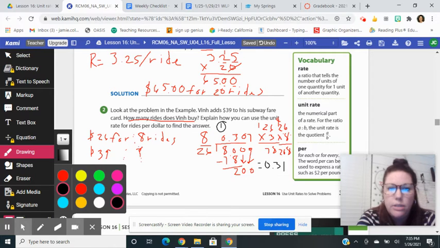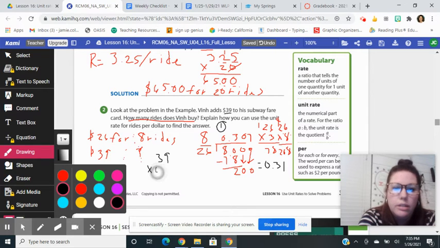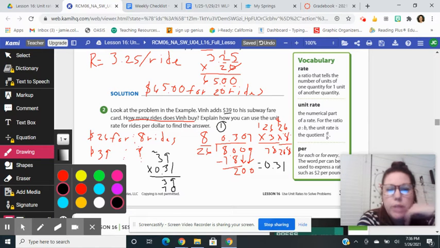So now we're going to take that answer and we're going to multiply it by what we have, and that is 39. So we're going to do 39 times 0.31, and that is going to be 9, and then 1 times 3 is 3, right? So anything times 1 is itself. Here's a 0. 3 times 9 is 27. Let's see. 3 times 3 is 9, 10, 11.